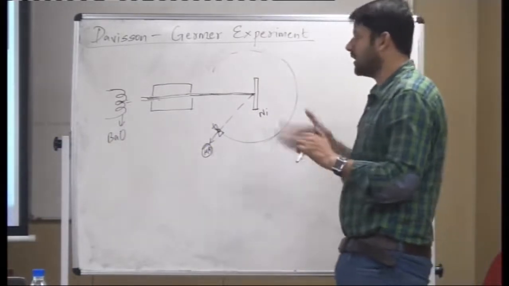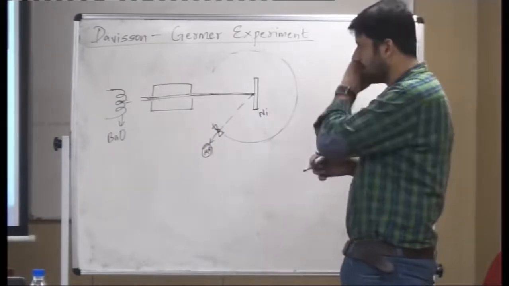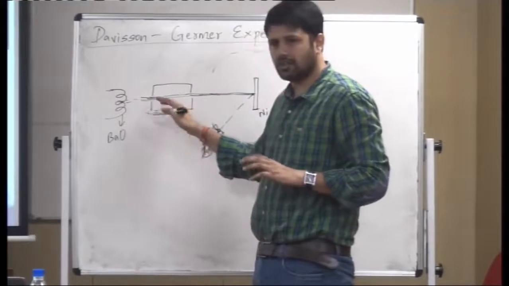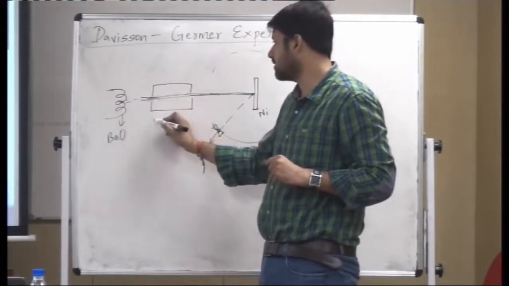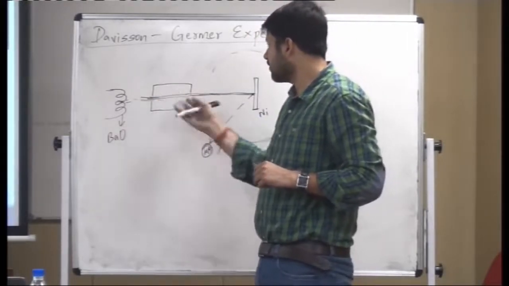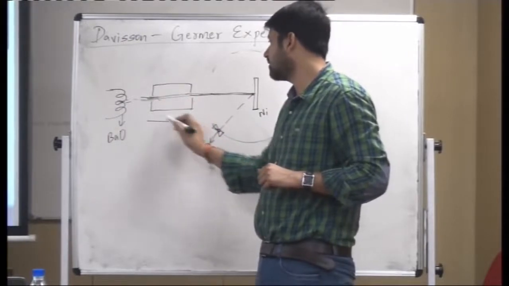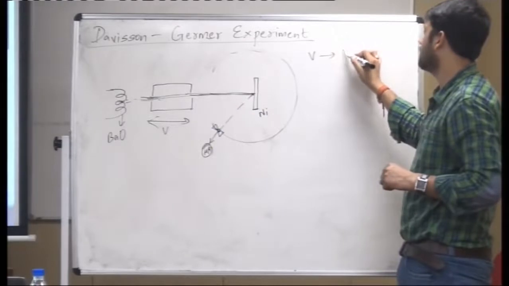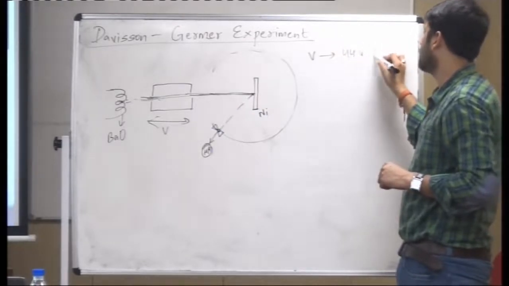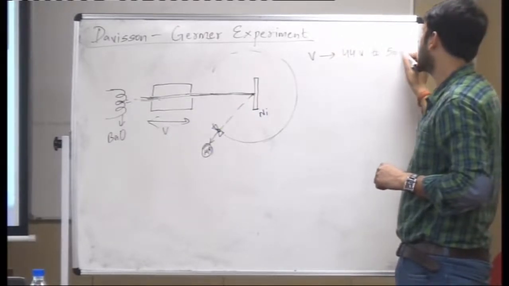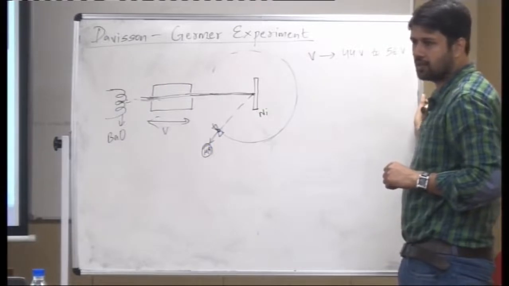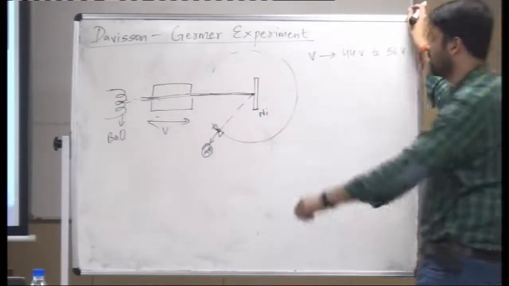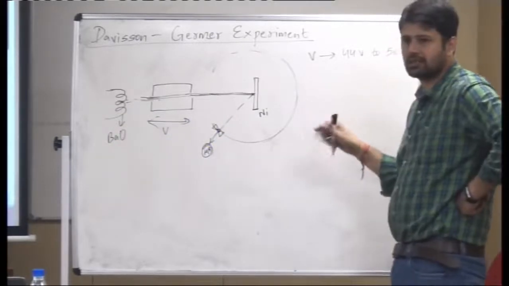So what they actually did, they accelerated the electrons. The electrons were produced with negligible energy. The voltage V which was applied was varied from 44 volt to 56 volt. At different voltages the experiments were done.